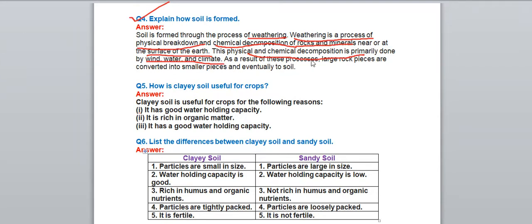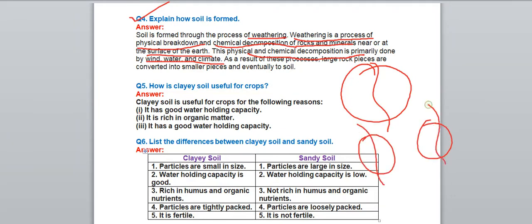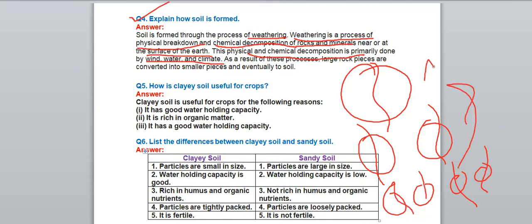That you have to write in the third line. As a result of these processes, large rock particles are converted into smaller pieces and eventually to soil. And at last line, what you will write? Because of the process of weathering, the large rock particle will be converted into small pieces, and after that the small pieces will be changed into soil. For example, this is one big rock particle. It will break down into two pieces like this. Again these rocks will break down into four pieces, 1 2 3 4. Again this will break down into small particles, and finally they will form soil, right?